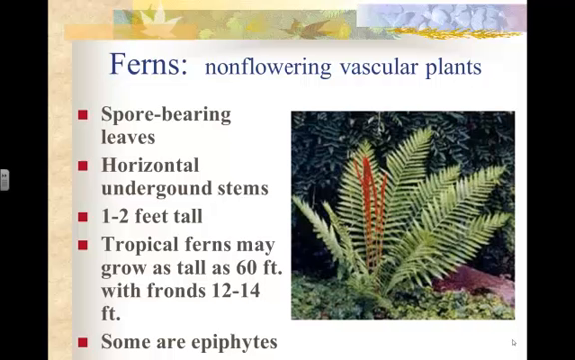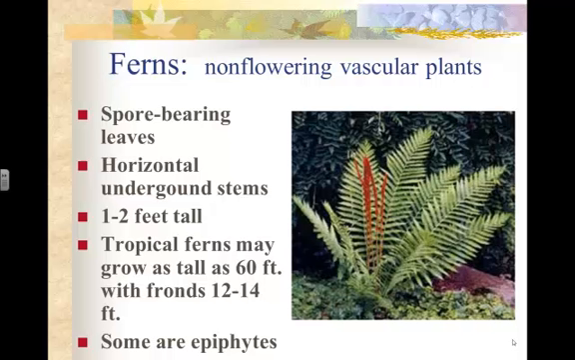Ferns are non-flowering vascular plants. They have spore-bearing leaves, which we're going to talk about. They have a different kind of stem. You don't see it above ground, whereas with most plants you see the stem and then you see leaves off of it. Their stem is underground and horizontal, growing along the ground under it. Then the leaves spring up from that, so we only see the leaves because that's the only part above the soil. The stem and the roots are actually under the soil.